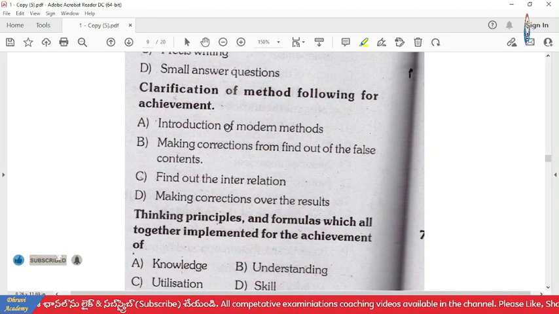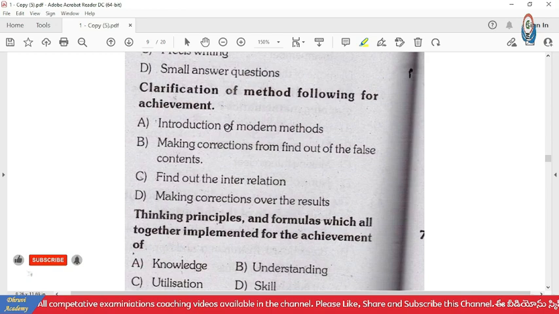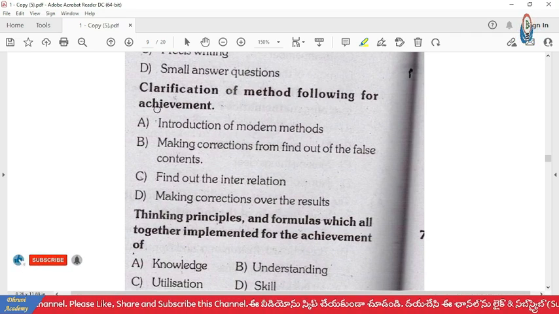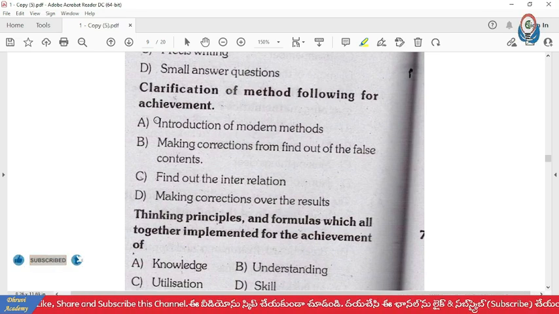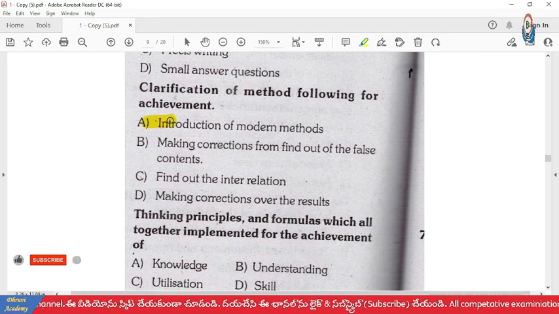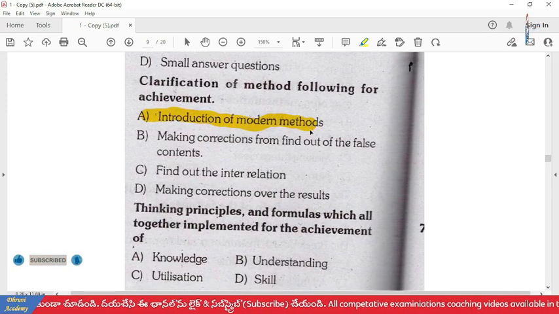Clarification of method following for achievement: A. Introduction of modern methods, B. Making corrections from finding out the false content, C. Finding out the interrelation, D. Making corrections over the result. Its answer is introduction of modern methods. This is the right answer.